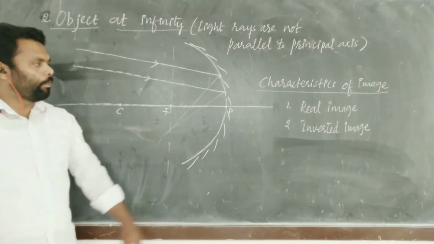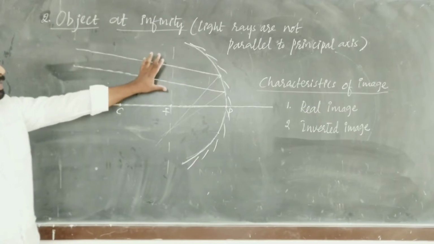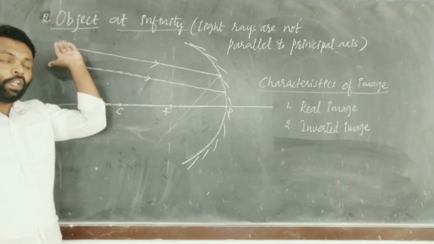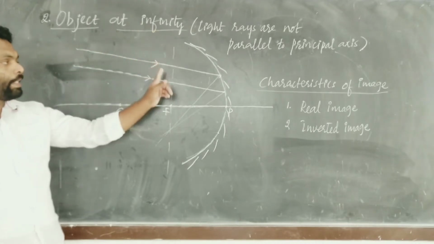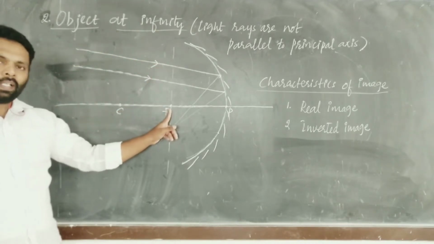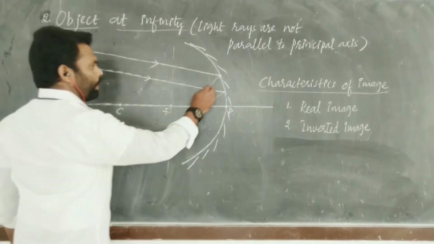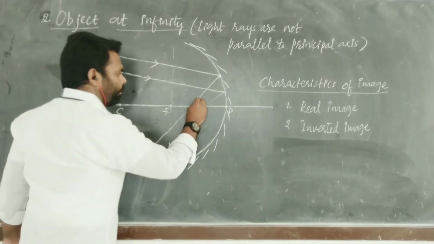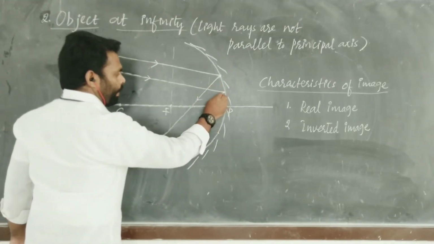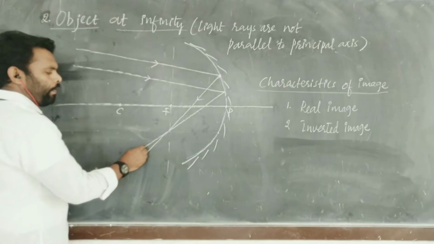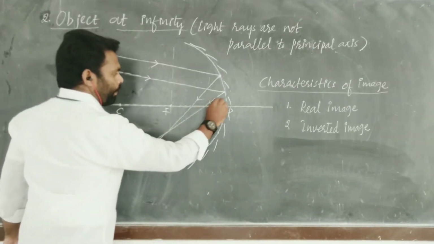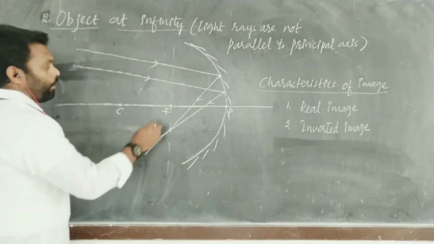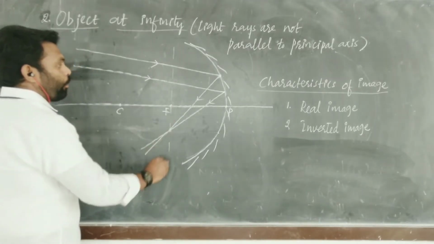Convex surface is silver. So when light rays are incident on a concave mirror, and these light rays are coming from infinity because object is at infinity, and these light rays are not parallel to principal axis. After reflection, this is the reflected first light ray and this is reflected second light ray. They obey laws of reflection. And these two reflected light rays are intersecting. Where are they intersecting? They are intersecting in focal plane.